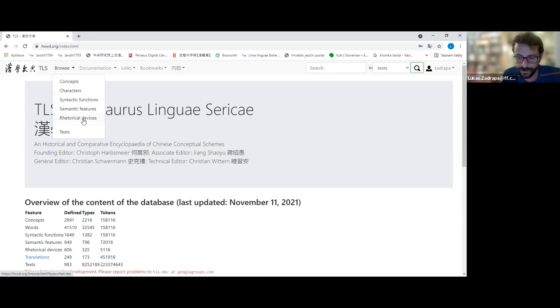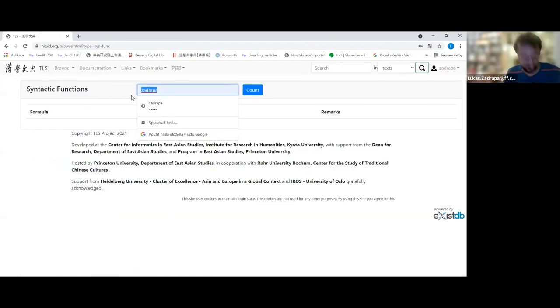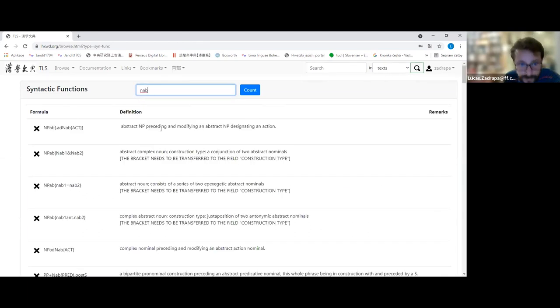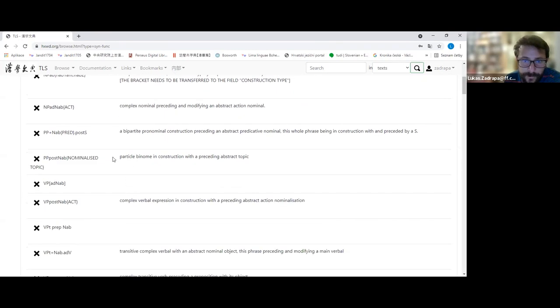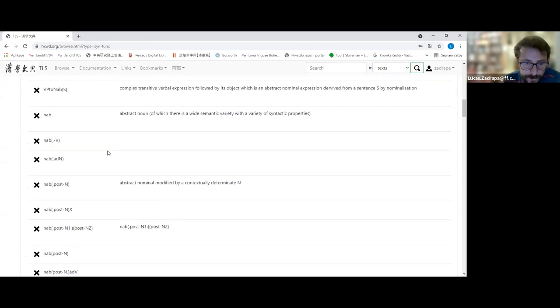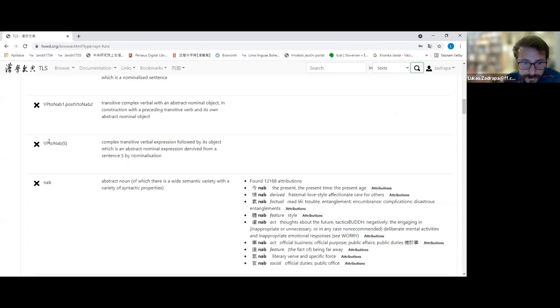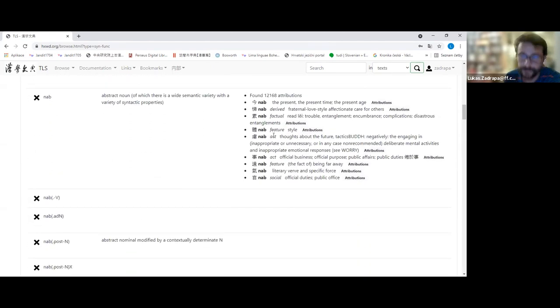And for example, the Analects are analyzed, I think, completely for rhetorical devices. So I can recommend it to you. But let's choose these syntactic functions, and we can try to look for this label NAB. There must be some technical problem here, because we are only seeing several words here. You can see that there are extremely many attributions.